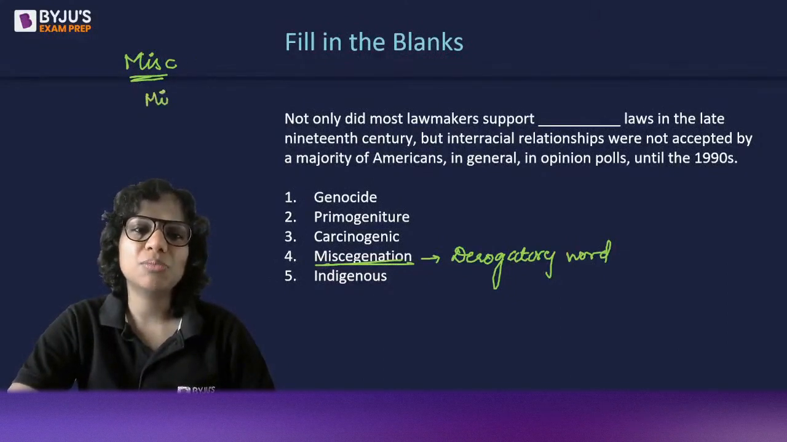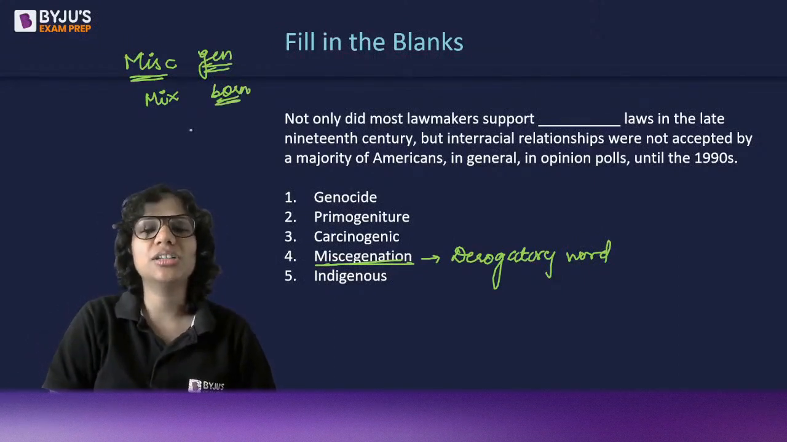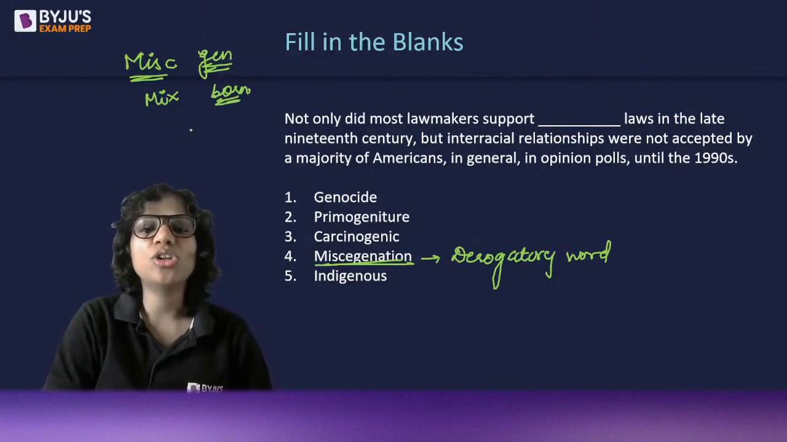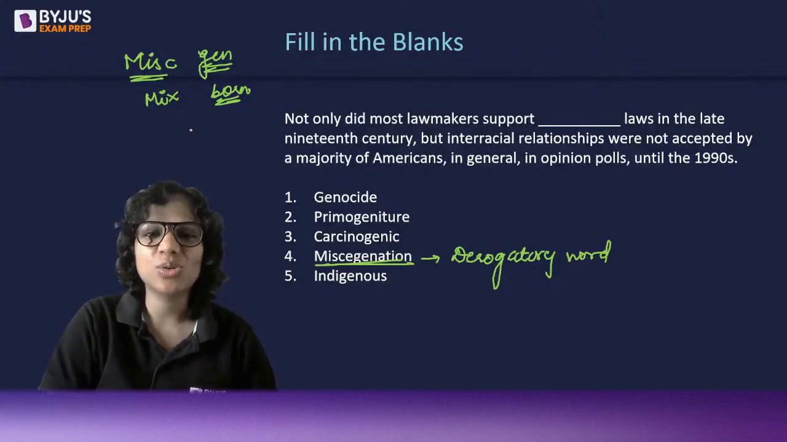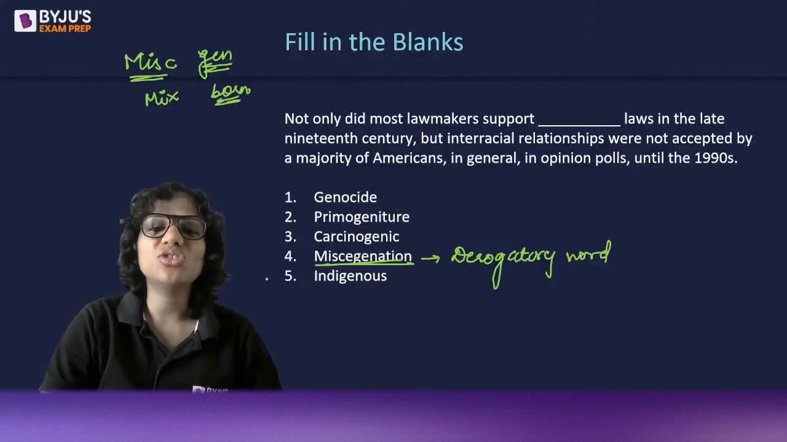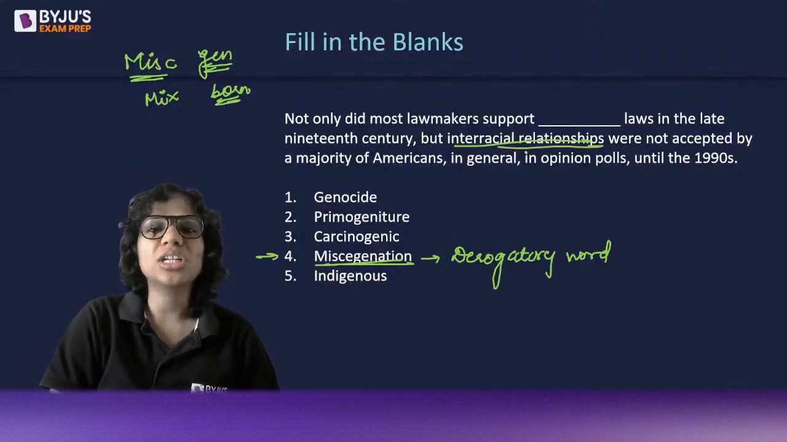So mis means mix, gen means born. So when we say that your children will be mixed race children, or you have mixed two races, okay, mix the races, that's when we call it miscegenation. So miscegenation was earlier a term used for interracial relationships, okay, and it was considered a derogatory word.